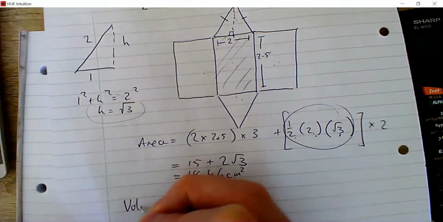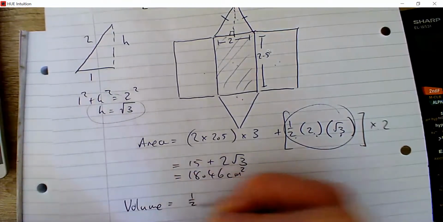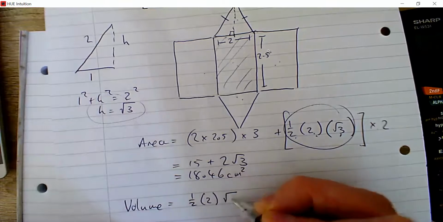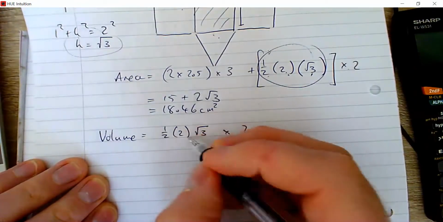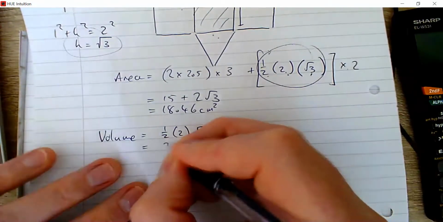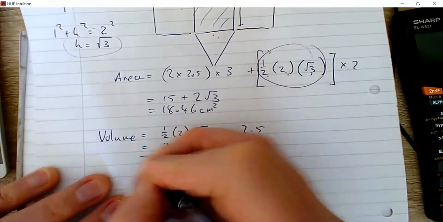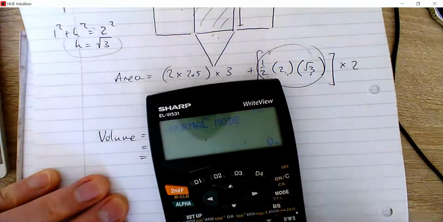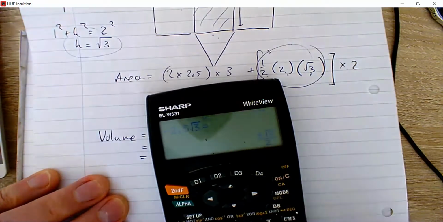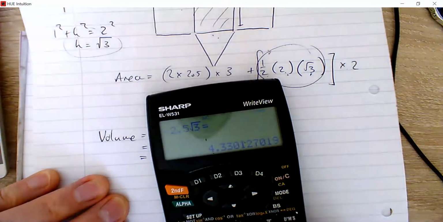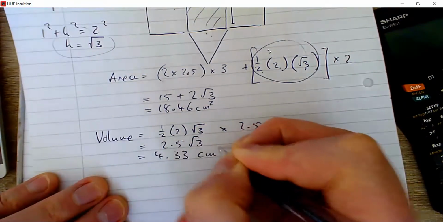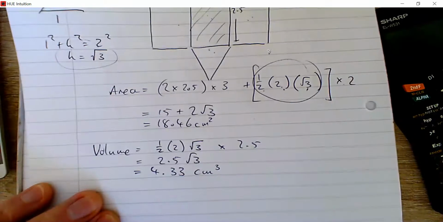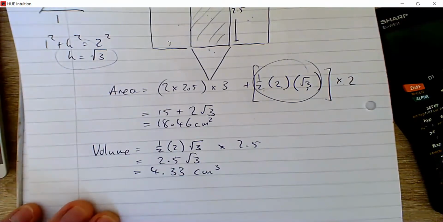So the volume, well, let's do that again. It's half the base times the perpendicular height. That's the area of the face multiplied by the length, which was 2.5. So that's 1 root 3 multiplied by 2.5. So it's 2.5 root 3, which is 4.33 centimeters cubed. So that's question 1, and I'm going to be asking you to finish that after this video.